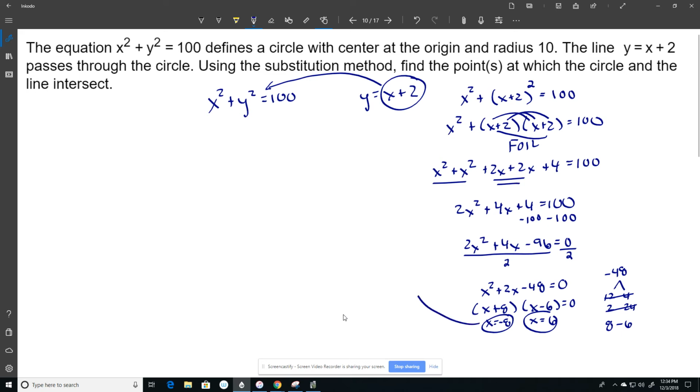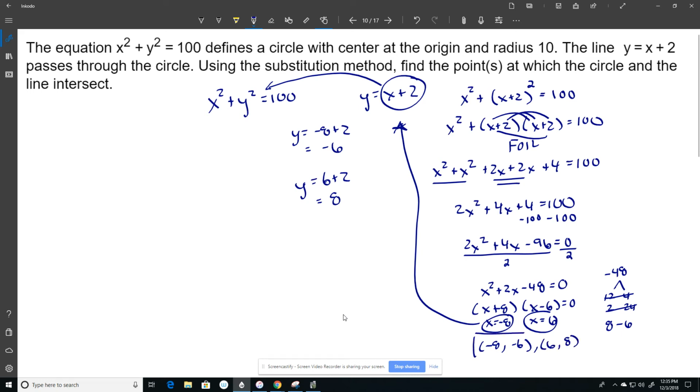All I have to do is plug them into this equation, y equals x plus 2, to get my y values. So y equals negative 8 plus 2, which equals negative 6. So when x is negative 8, y is negative 6. There's one of my answers. And then y equals x plus 2, I'm going to plug in a 6. 6 plus 2, so y equals 8. So when x is 6, y is 8. There's your second answer.